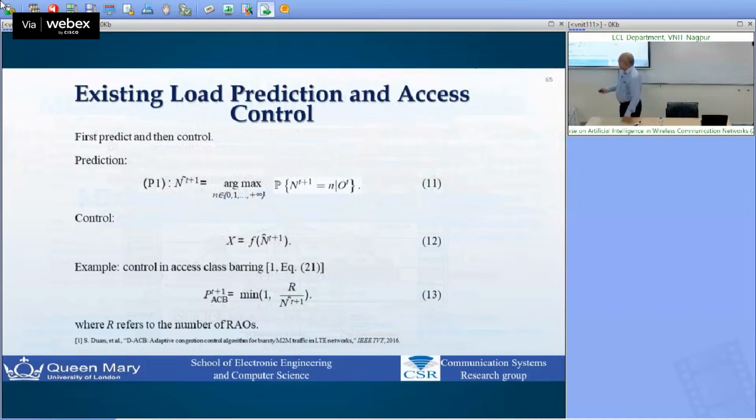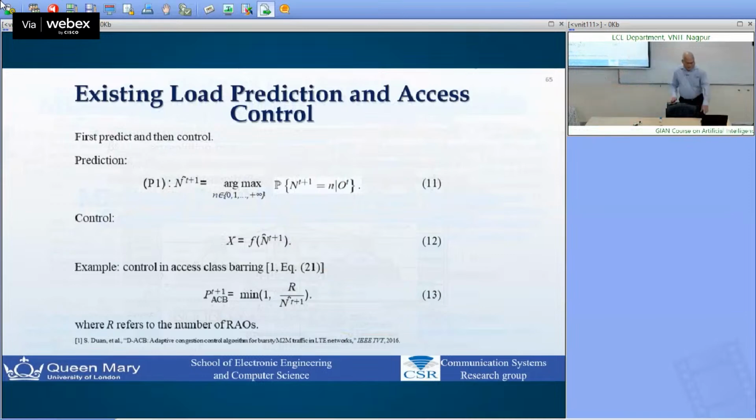If the base station estimates the load, once it has estimated and predicted the load, then the base station can broadcast the ACB factor at the beginning of each transmission time slot.